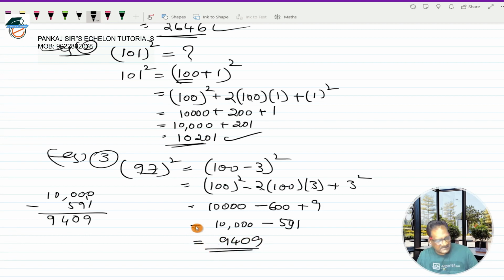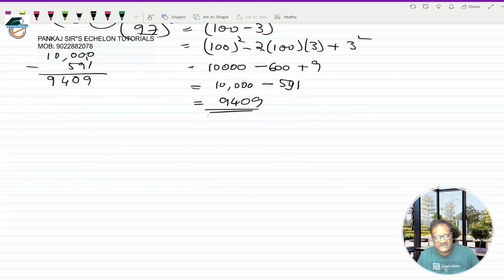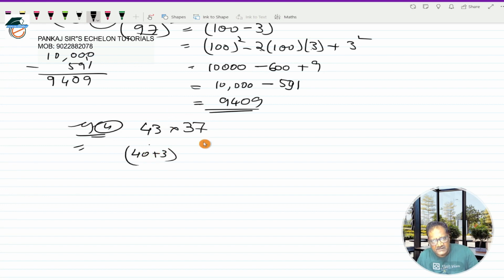And one more to end this session. Example number 4. Let us try this 43 into 37. Now this 43 I will write as 40 plus 3, and this 37 I will write as 40 minus 3. Now this is of the form a plus b into a minus b.